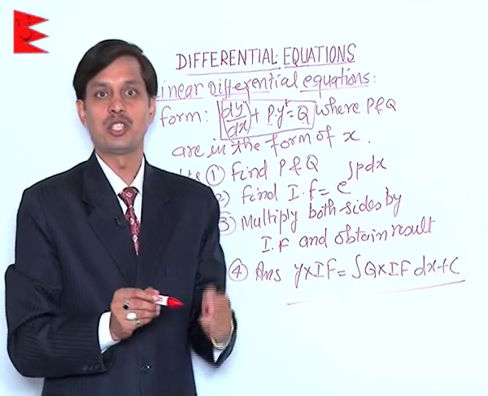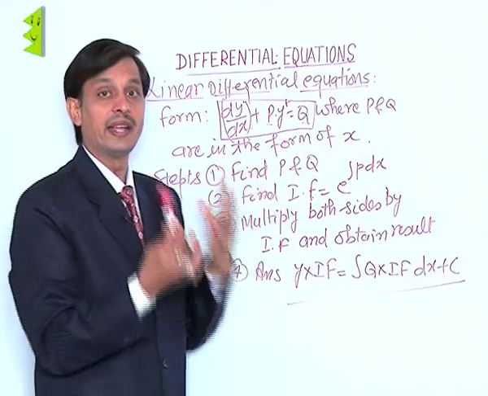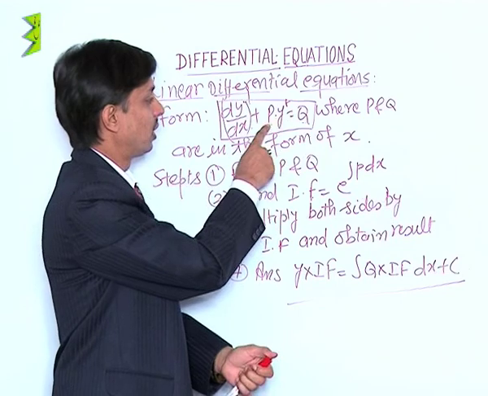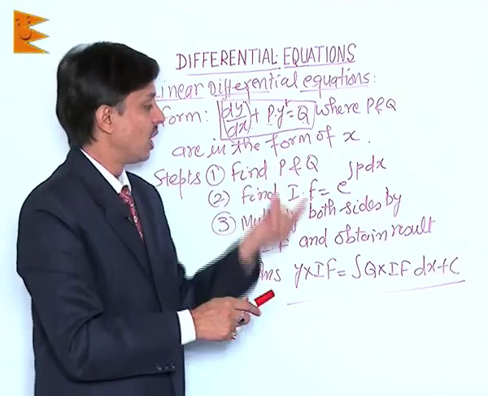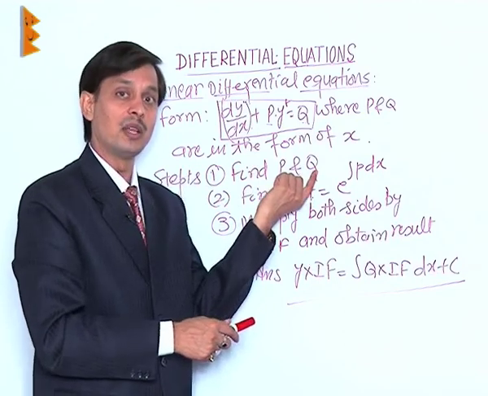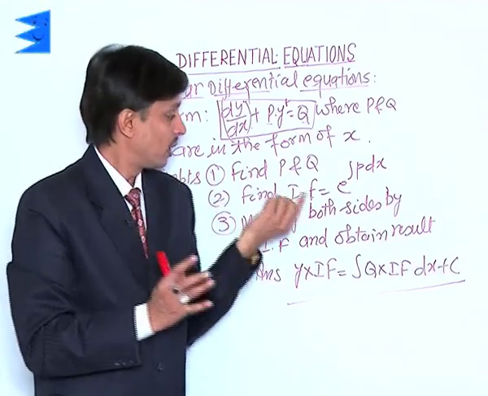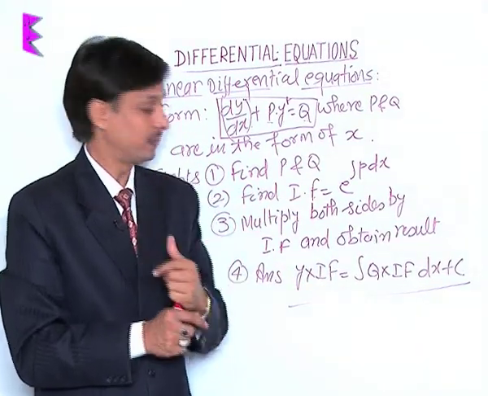It has some specific approach. That is what we first need to do: identify p and q. What is p? The coefficient of y. What is q? Whatever is written on the RHS. After obtaining the values of p and q, we will calculate the IF, which is known as the integrating factor.